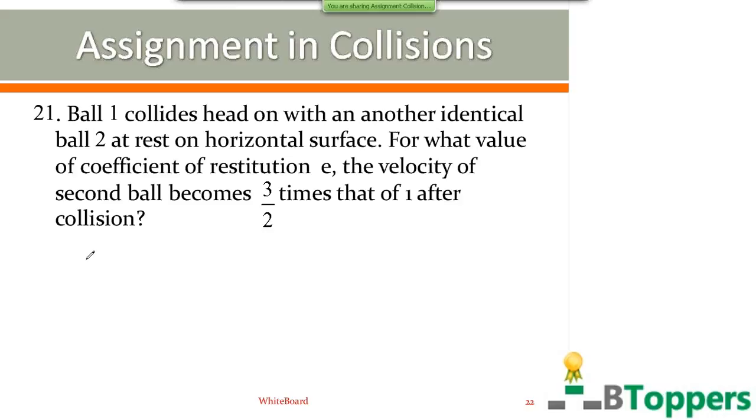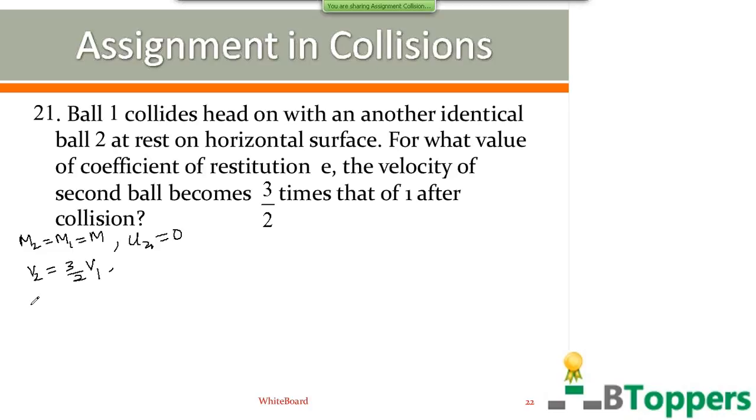Here both the balls are identical, which means both have the same mass m. So the mass of the second ball is the same as the mass of the first ball. Let m denote the mass of each ball. The second ball is initially at rest, so U2 is 0. After collision, V2 can be taken as 3 by 2 times V1.